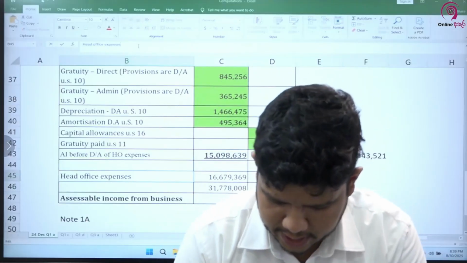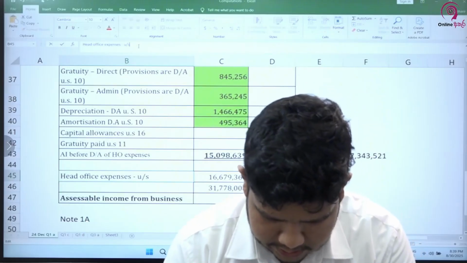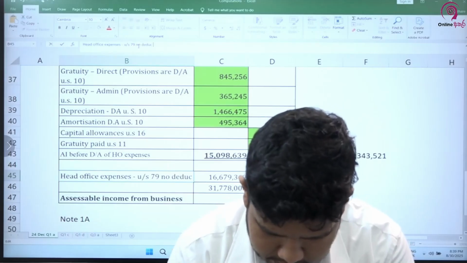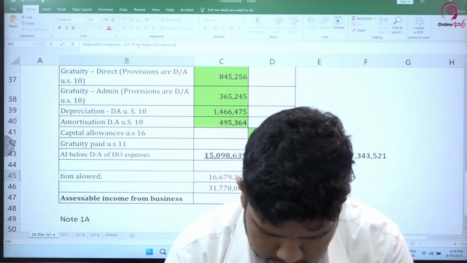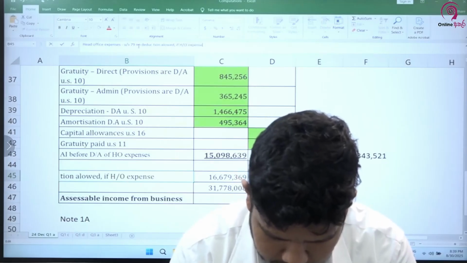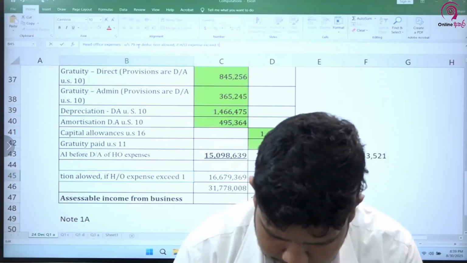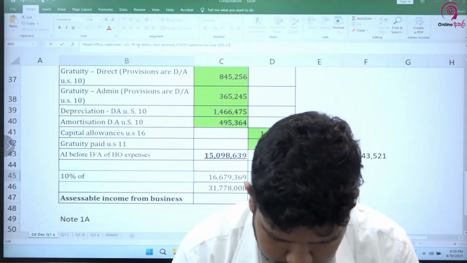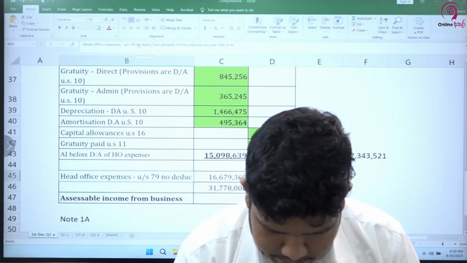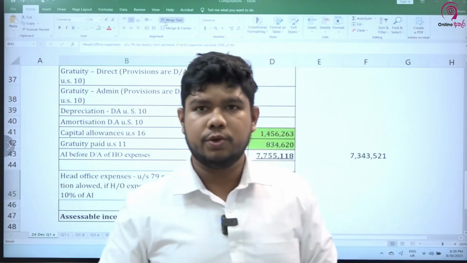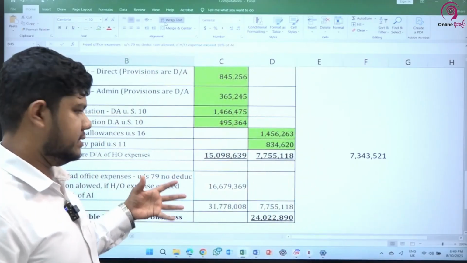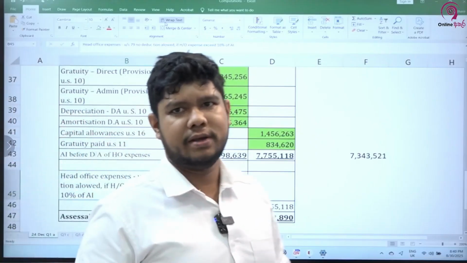Under section 79, no deduction is allowed if head office expense exceeds 10% of assessable income. So you can read it again and again and understand what it says. This is a good research for you, right?